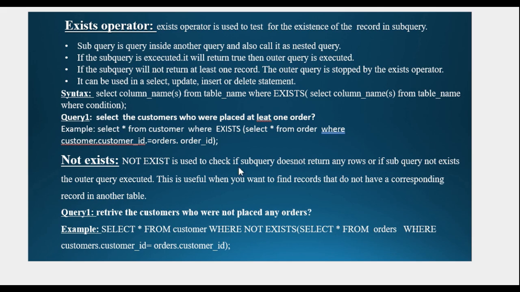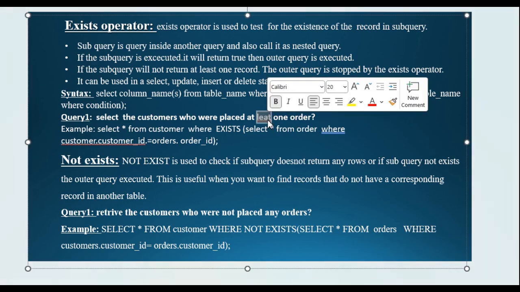So let me check practically. Here we have the syntax: select column names from table name where exists, and wherever we are using the parenthesis, this is the subquery, and this is the outer query. The subquery is on the right hand side, and the outer query is on the left hand side. Let's see some queries. Select the customers who have placed at least one order.